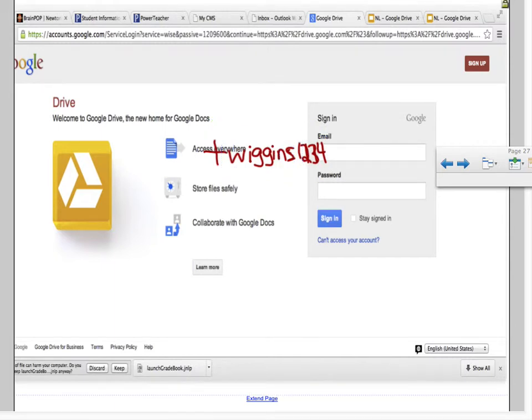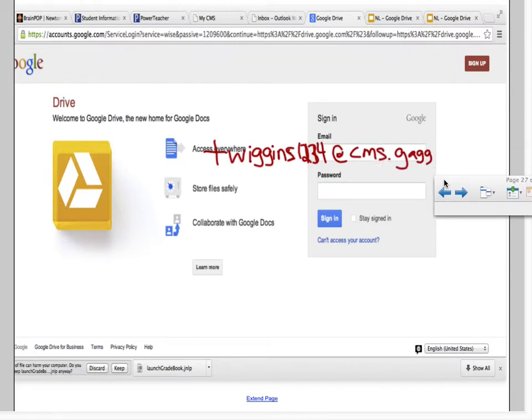So again, it's your first initial, your last name, the last four digits of your student ID number. And then it's the at symbol. Just leave four dashes for yourself, Janiyah, so you can put it. And it's at Gaggle. I'm sorry, I apologize. No, that's not right. It's at CMS. I apologize. Dot Gaggle. So it's your first initial, last name, last four digits of student ID number at cms.gaggle.net.